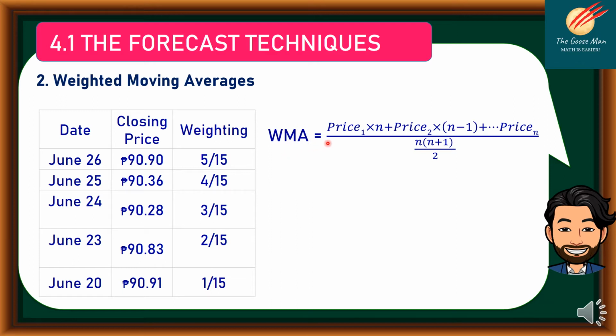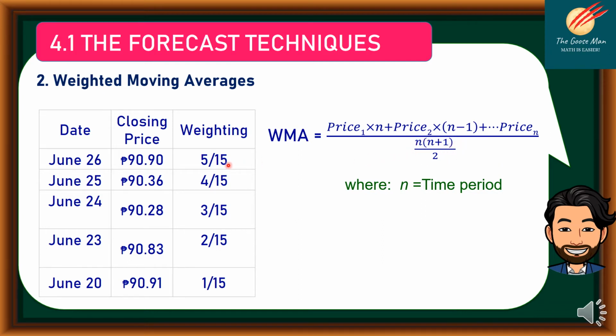This is equal to price 1 times n plus price 2 times n minus 1 until price n, divided by n times n plus 1 all over 2, wherein n is equal to the time period. Since we have 5 time periods from 20 until 26, if we simplify the denominator, this is actually 5 times 5 plus 1 all over 2. So the denominator is equal to 15.